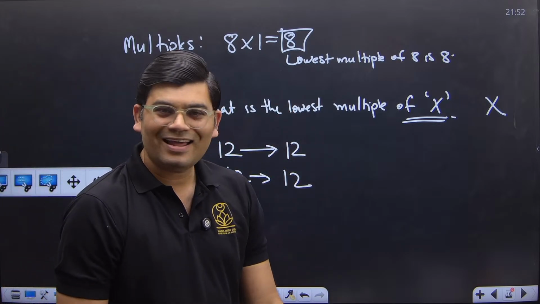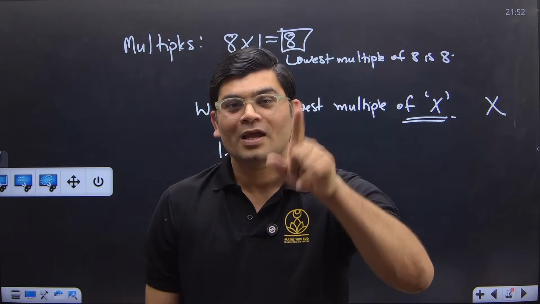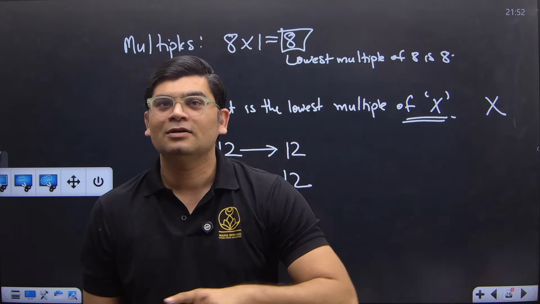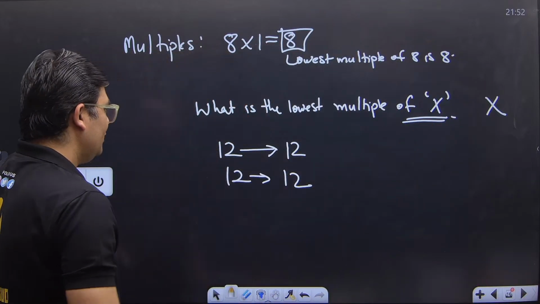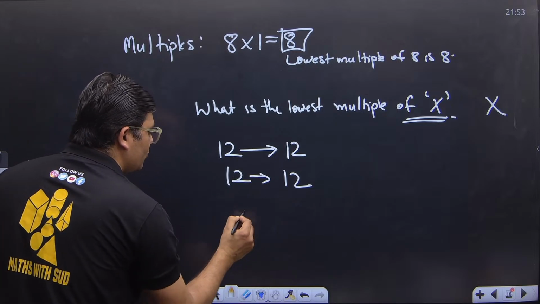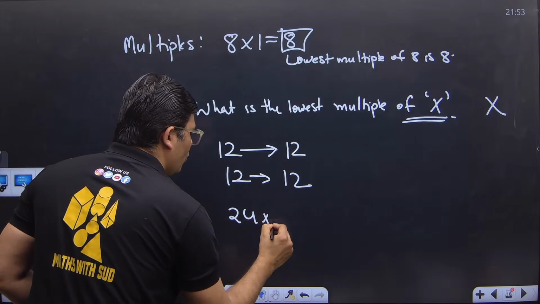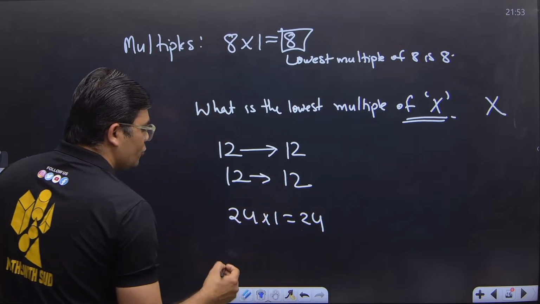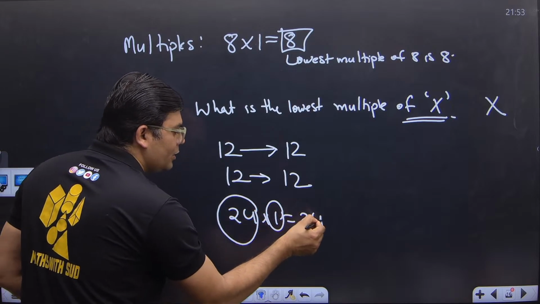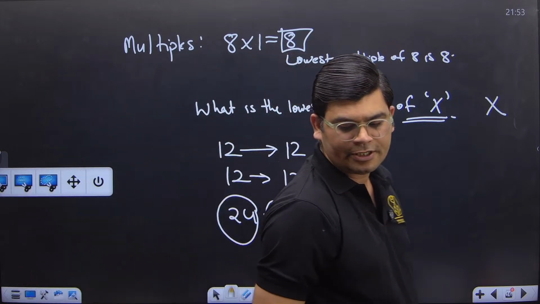Listen carefully. The lowest factor is 1. The highest factor is the number itself. The lowest multiple is the number itself. This is where this statement comes from. We can write x into 1 is equal to x. Let us say I write 24 into 1 is equal to 24. So this is the highest factor of the number, this is the lowest factor of the number, and this is the lowest multiple of the number. Everything comes in the first multiplication table of a number.